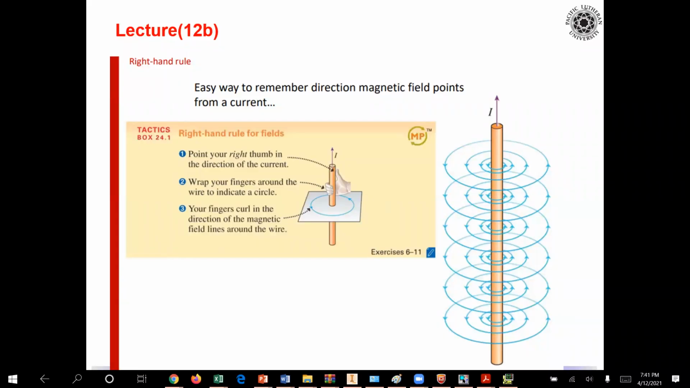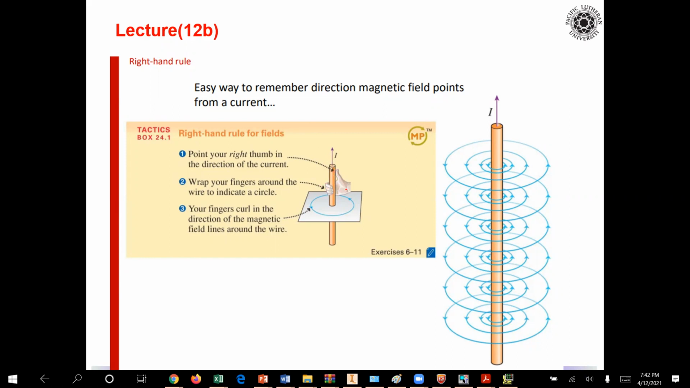Here is the second part of the lecture today, and just a quick reminder of the right-hand rule to find the direction of the magnetic field based on the current through the wires. We mentioned that the thumb points to the direction of the current in the wire, and the curled fingers point to the direction of the magnetic field.